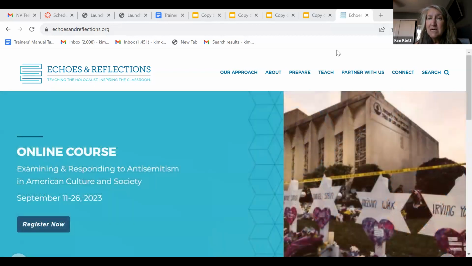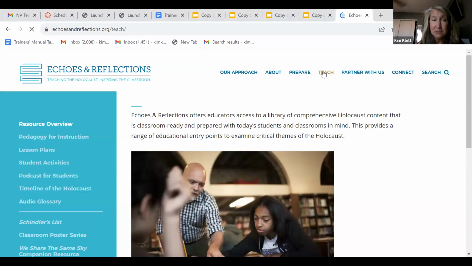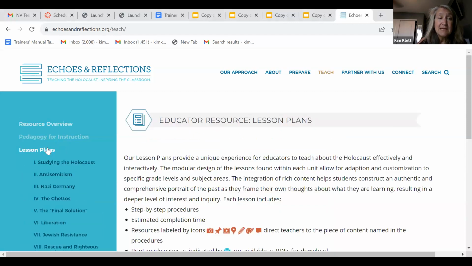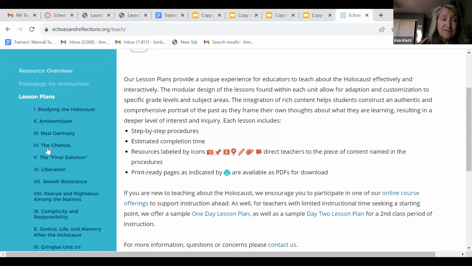So you come up here, and most of the time you're going to want to go to teach. All right, so you go to echoesandreflections.org and then click teach. Over here on the left, this is our pedagogical principles that we just went over. You're going to want to go to lesson plans, and you can see there are 12 of them. We just added another one.